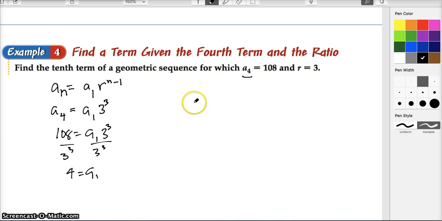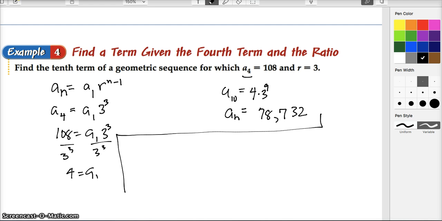So now I can use the same formula and say, well, I'm looking for a sub 10 is equal to a sub 1, which is 4, times r, which is 3, to the n minus 1 power, which is the 9th power. So I can do that. I'm going to use a calculator to get that value. So I get that a sub 10 is equal to 78,732 by using a calculator to calculate all of that. So I'm still interested in the method that I wanted to choose.